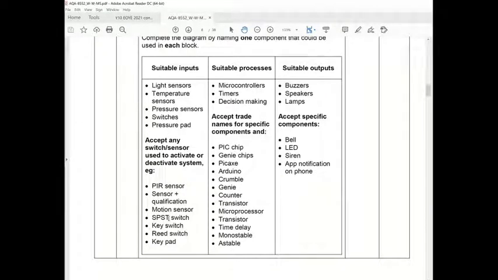This SPST is a single pole, single throw. So it's a bit like a rocker switch, one that's just on and it stays on, and then you switch it the other way and it goes off and it stays off, like an on and off switch on an old-fashioned item, maybe an electric game or something. And in the middle here we've got the PICs, we've got the Genies, PIC-X, Arduinos, Crumbles you're probably not aware of, Genies, transistors in there, microprocessor, transistors in there again, time delay, monostable, astable.